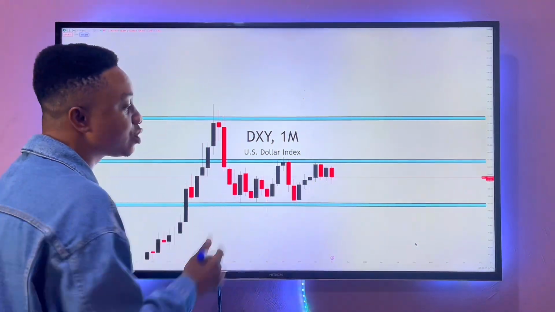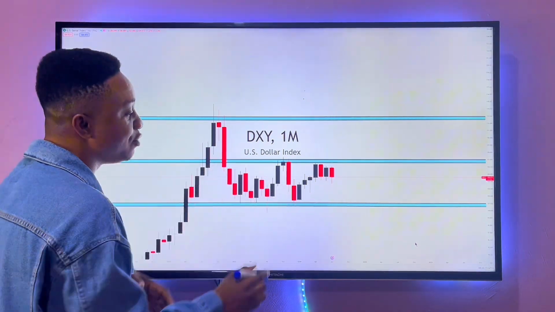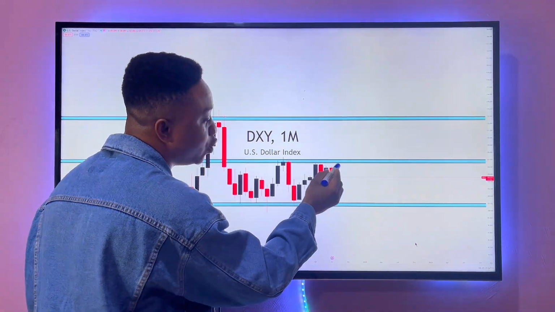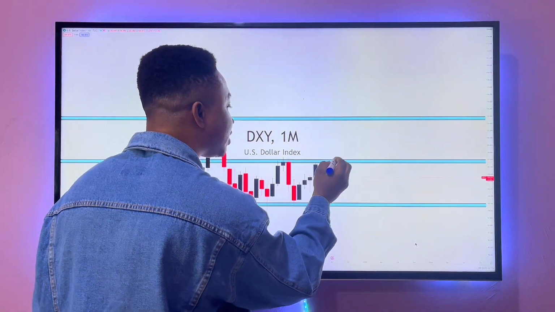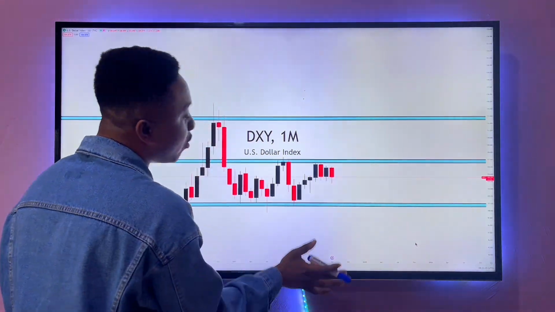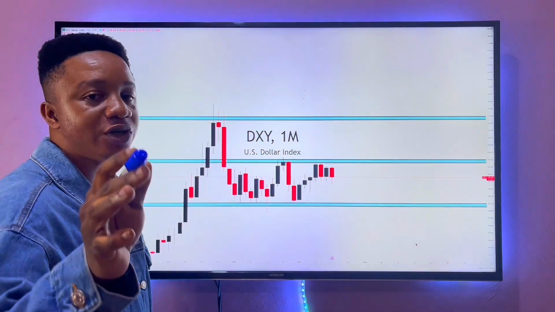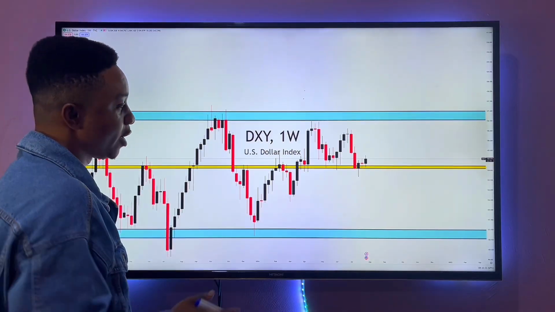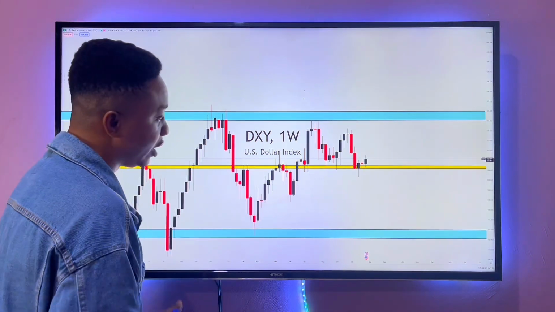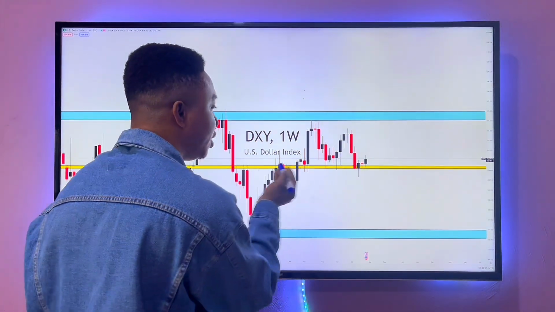All right, so DXY, let's take it further to the weekly time frame. Understand what exactly is going on over here before we'll be able to tell whether price will go to the upside or will drop all the way down as well. Alright, so this is DXY on the weekly time frame. On the weekly time frame, we have our weekly mid-range zone over here.